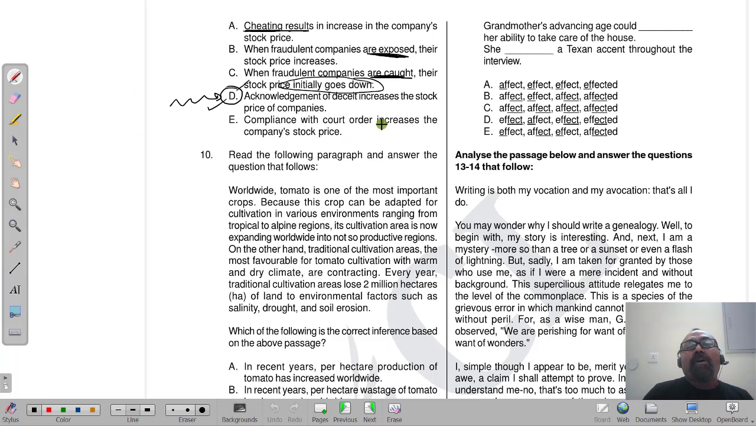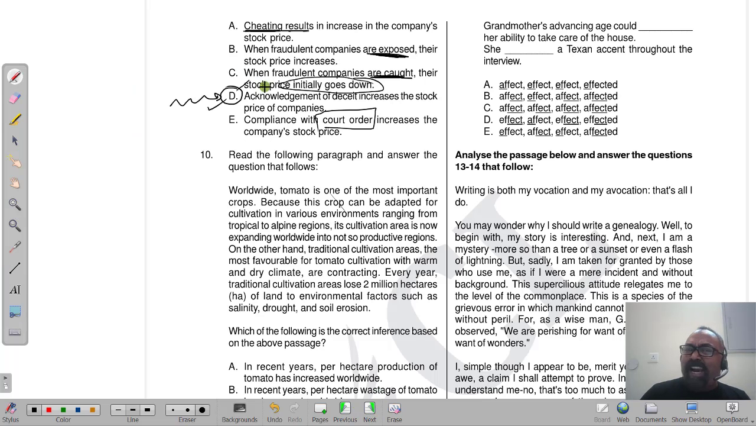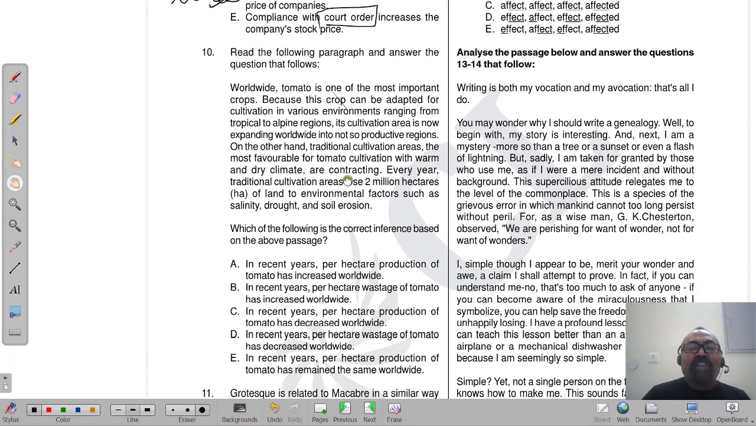Compliance with court order. It's not a court order. Can you see any court here? FTC is the US Federal Trade Commission. Is that a court? That's not a court order. That's not a court, ladies and gentlemen. Answer choice is D. Let's look at question number 11 and see where it is going.